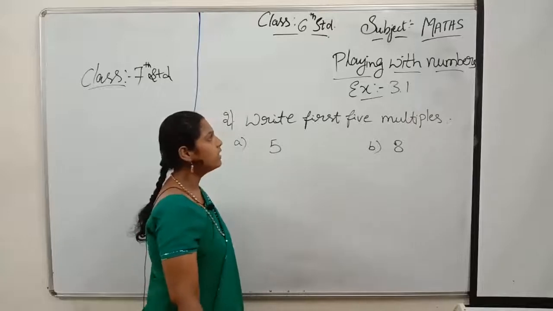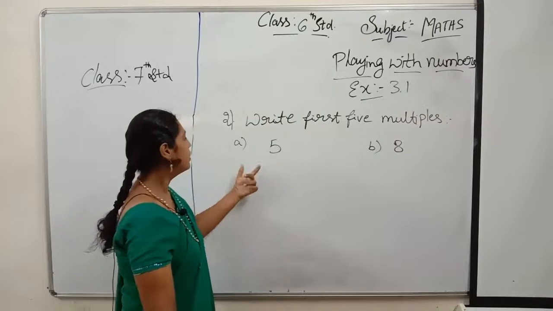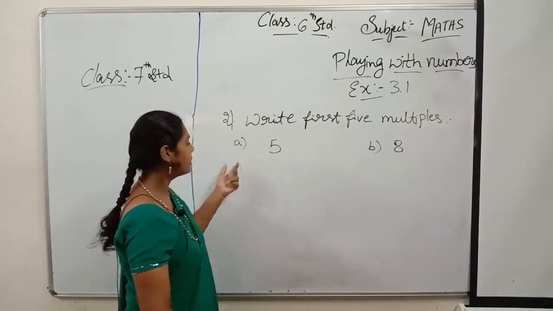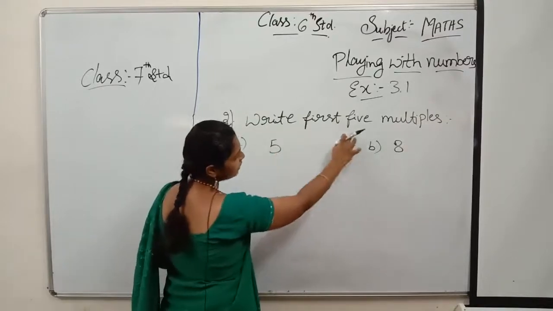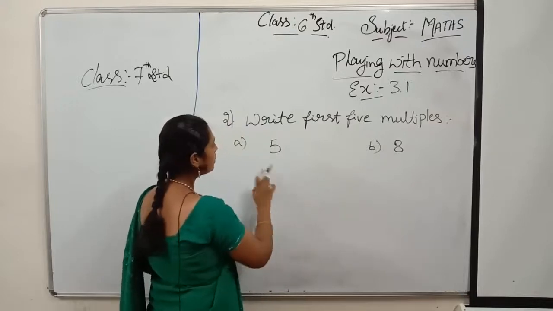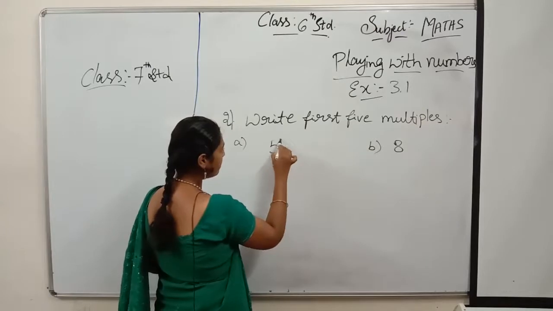Hi students, in the last class we started exercise 3.1. In that we completed the first one, and now we will start the second. What they asked: write the first 5 multiples. Yes, you know now how to write multiples. They asked for the first 5. So how do we write multiples?